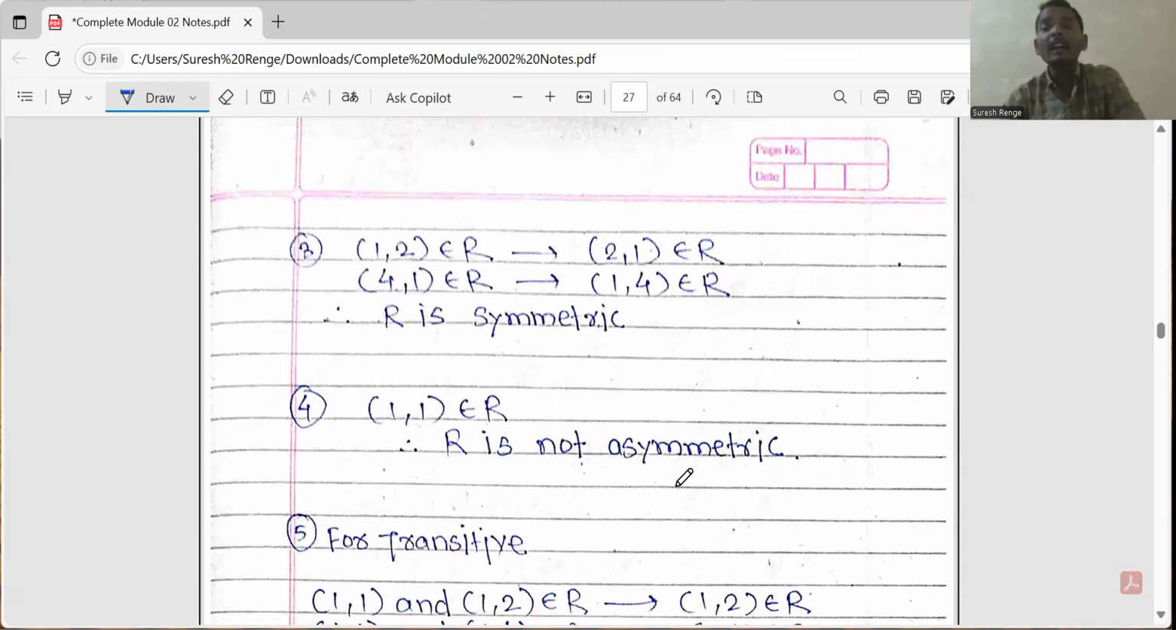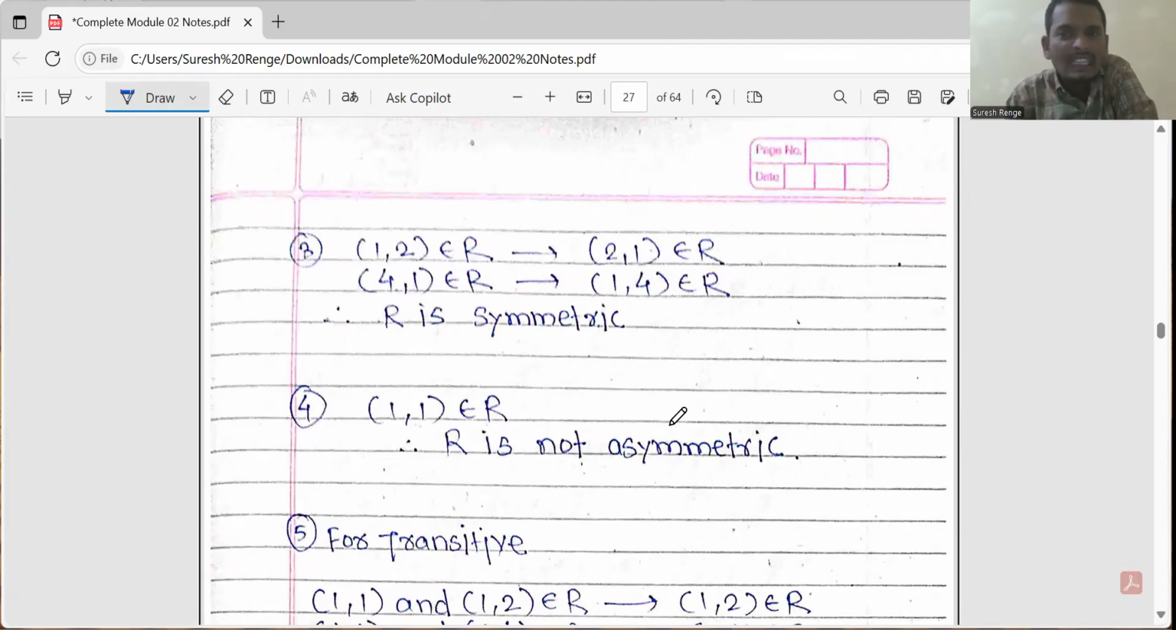Now we want to comment on asymmetric relation. What is an asymmetric relation? In an asymmetric relation, if A is related to B, then B is not related to A. That type of relation is called an asymmetric relation. In an asymmetric relation, the symmetric property is not satisfied by any element that belongs to that relation. Simply, we want to check whether the relation is asymmetric or not.